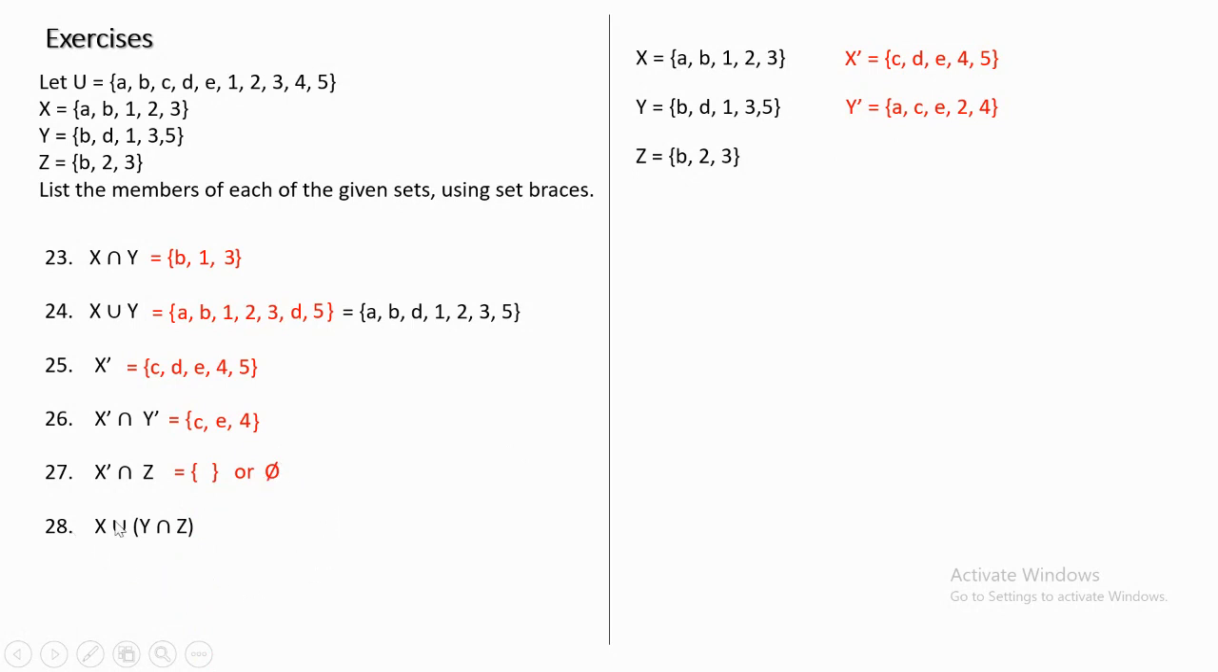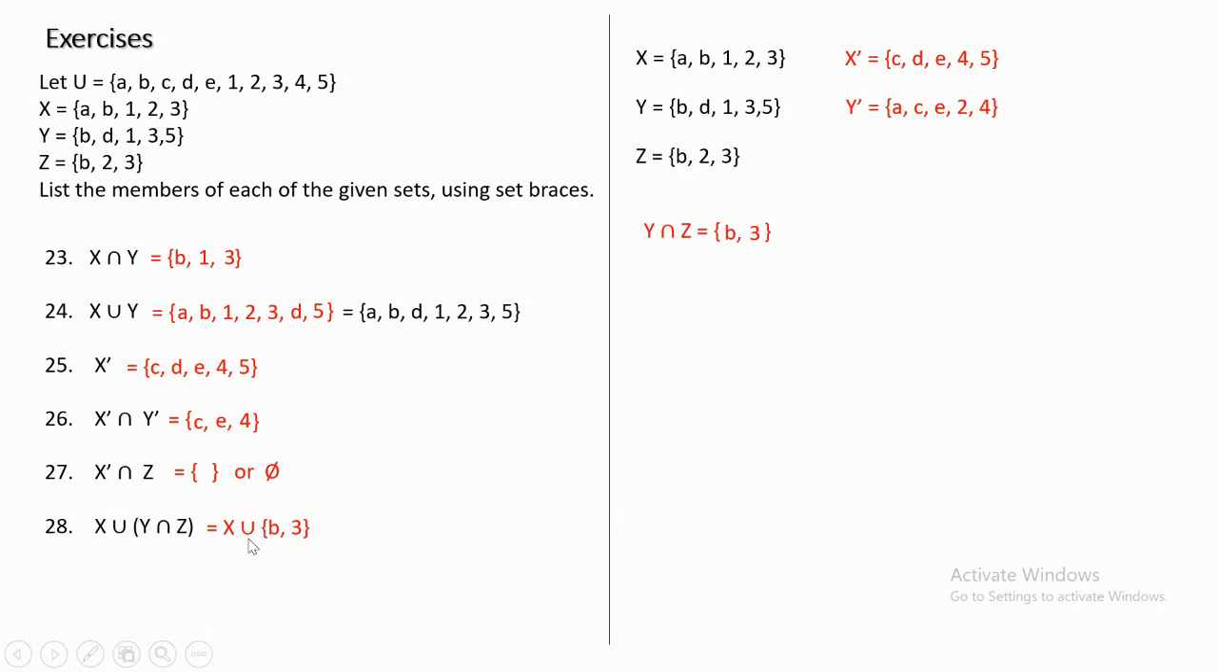Now 28. X union Y intersects Z. Here we have to follow PEMDAS, so first we do the parentheses. What do Y and Z have in common? Let's go to Y and Z. They both have a B, and they both have a 3. So it's going to be B, 3. So X union {B, 3}.